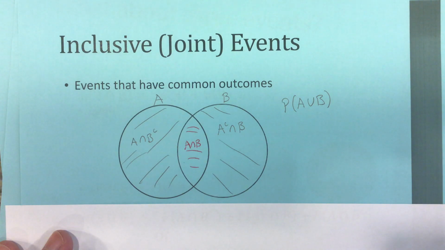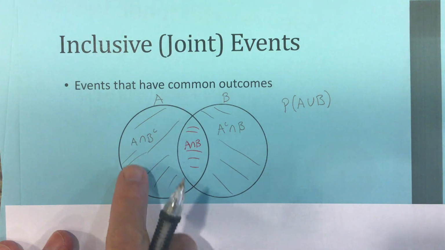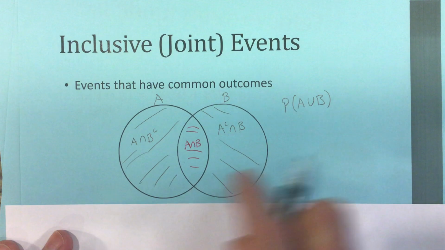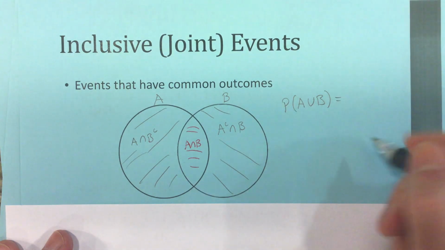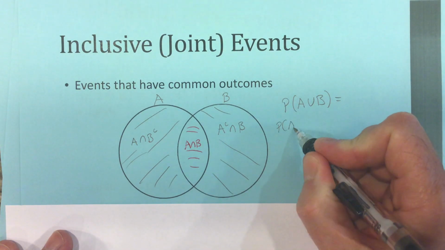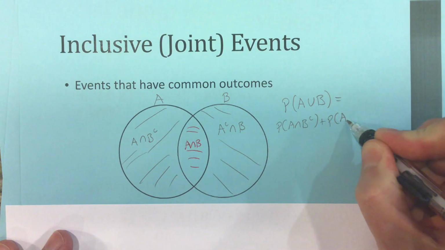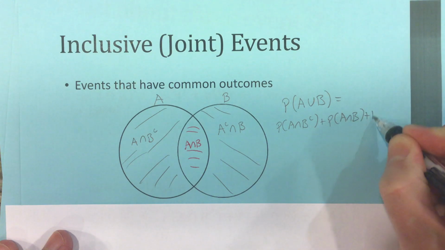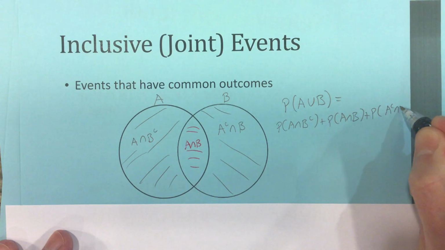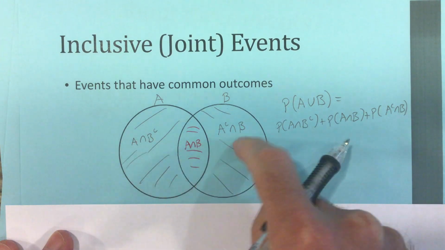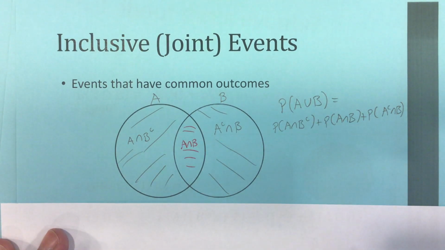There's a variety of ways you could do this. You could say, well, let's take this bit here, plus this, plus that. That works. That counts everything exactly once. So I could say, that's the probability of A intersect B complement, plus the probability of A intersect B, plus the probability of A complement intersect B. See, what I've done is I've broken up my Venn diagram into disjoint events and then just added them all together. That's always one way to do it. It's not the most common way, but it works.